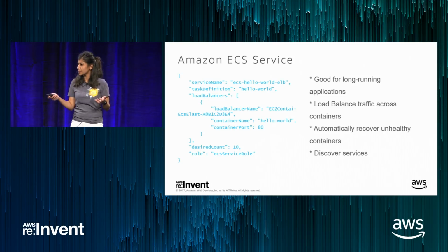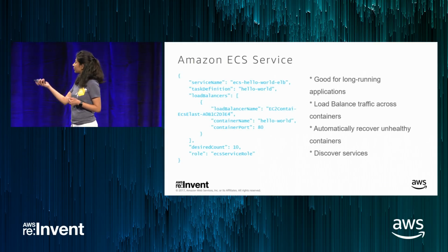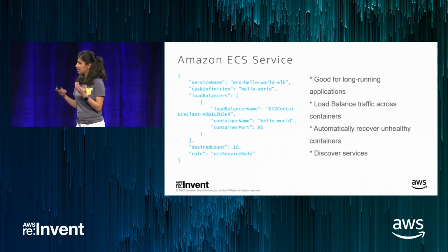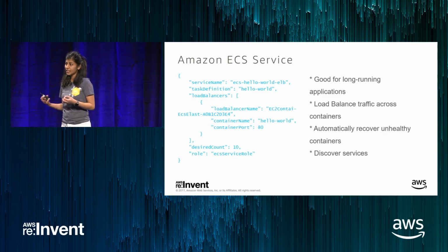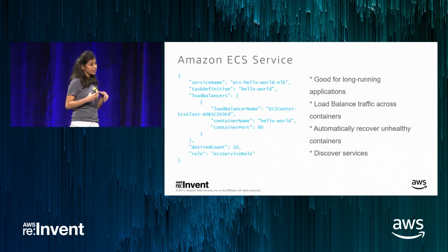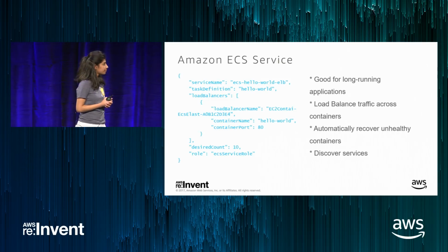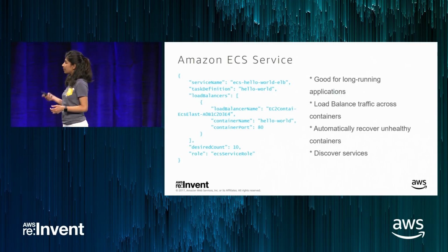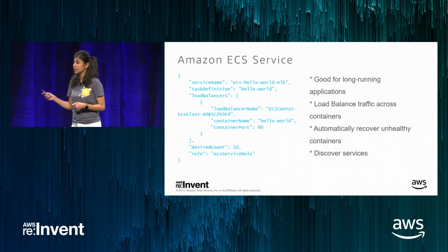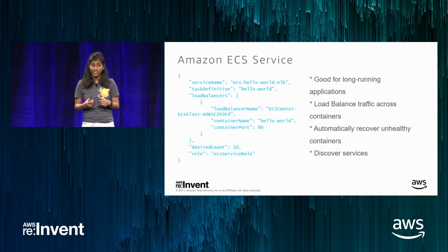So for that, what we do is front it with a load balancer. What that does is, as soon as a container comes up in the background, our ECS scheduler is going to just register these containers to the load balancer. That makes the discoverability easy. The other thing that it does is, if a container were to die accidentally, then our ECS scheduler will be able to recover those containers. So ECS service is super useful for such long-running applications.